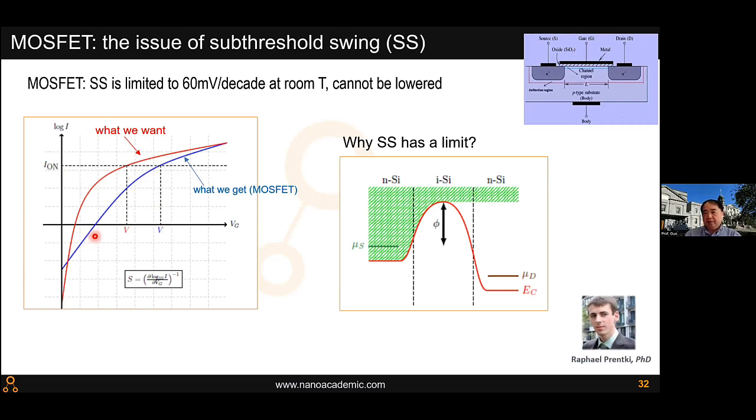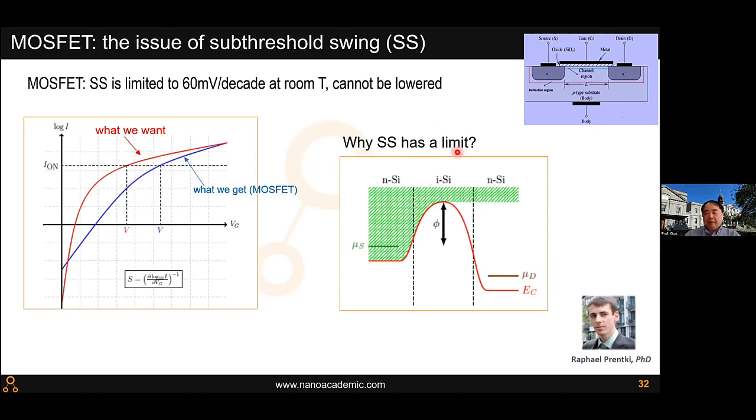But unfortunately, thermodynamics requires the smallest one to be about 60 millivolts. You need 60 millivolts to increase your current by one decade. You need many decades, so you need many 60 millivolts, so you have a big voltage here. Okay, so if we can actually produce this red curve, we would relieve this problem a lot.